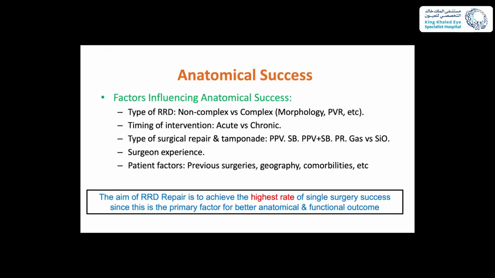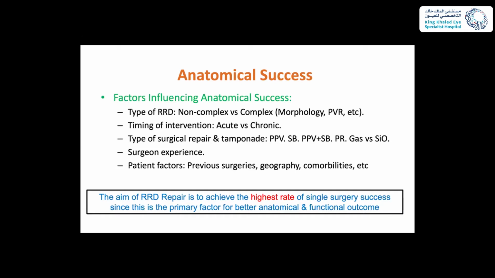Also, the type of surgical repair and the type of therapy you use during the surgery, like a pars-plana vitrectomy or scleral buckle, or the combination of scleral buckle and pars-plana vitrectomy, or pneumatic retinopexy, and also the kind of tamponade we're going to use in every case, will influence the anatomical success. One of the main factors influencing the anatomical success, for sure, is the surgeon experience.